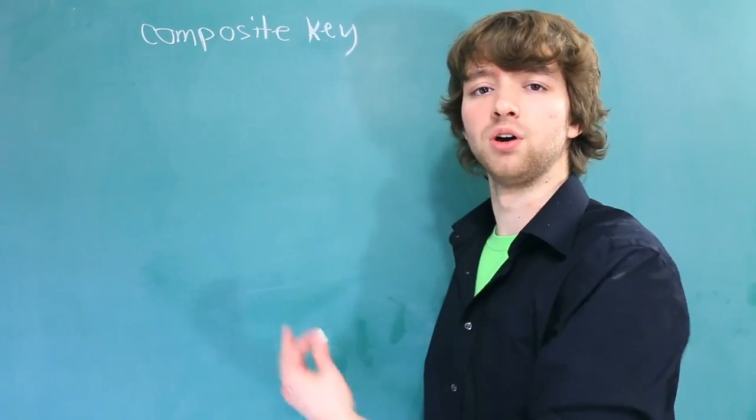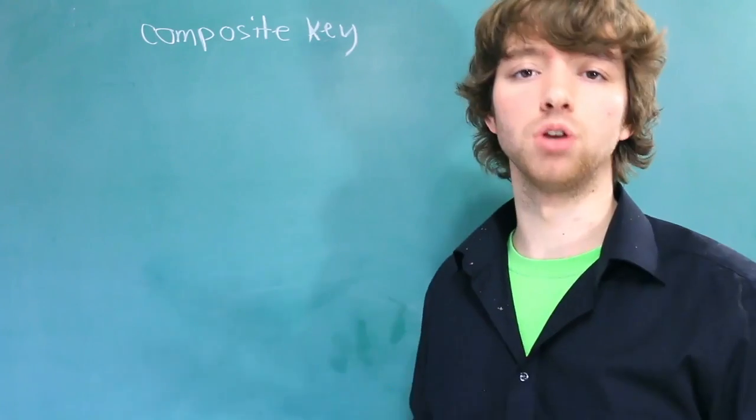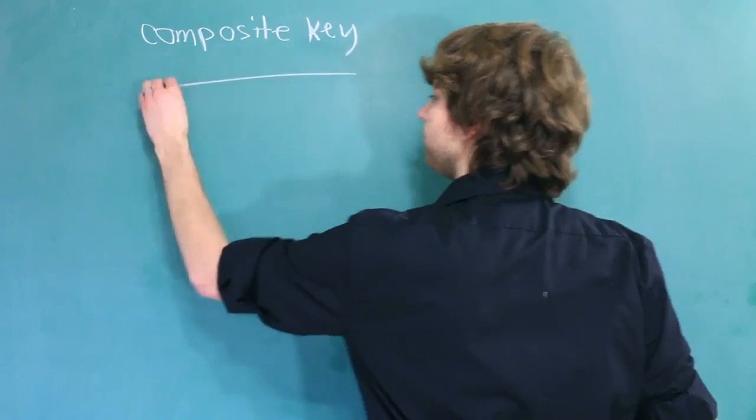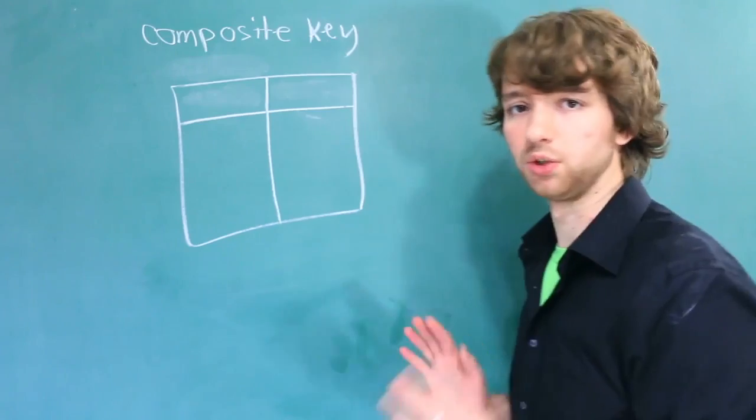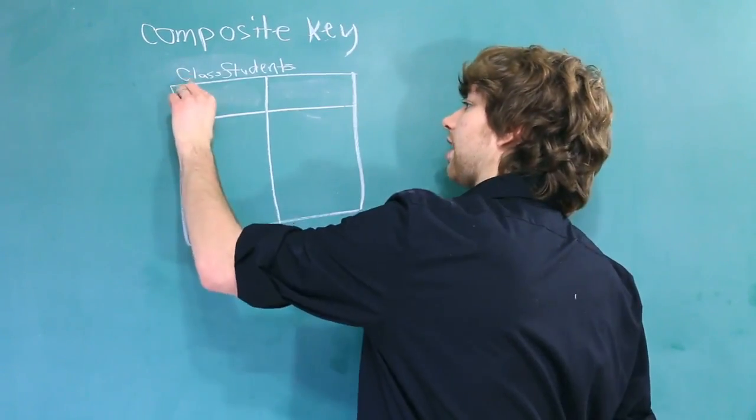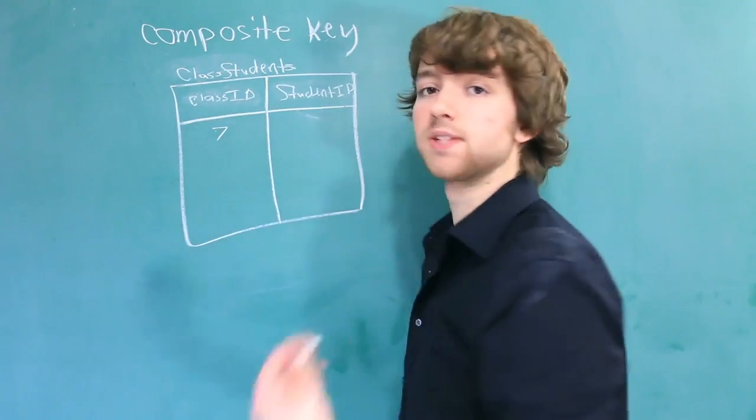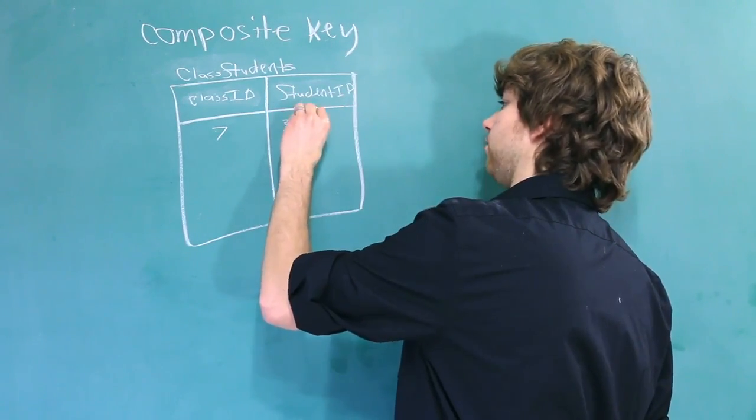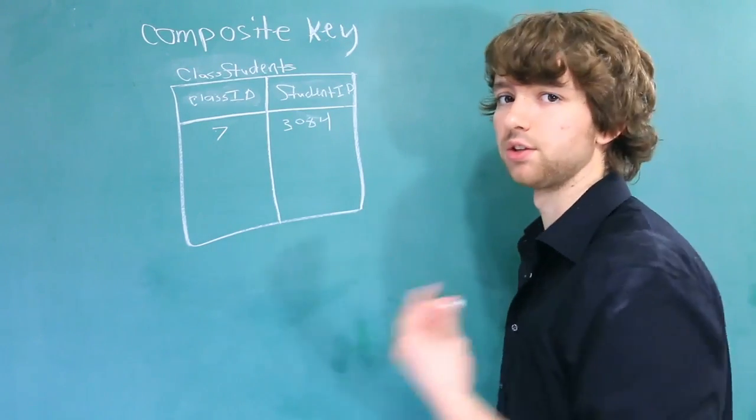When would you want to do this though? You would need to do this if one column is not enough to make an entire row unique. Let's go through a little example that shows this in action. We have a table. We'll go with the bare minimum number of columns just to keep it simple, but you could have much more data in here if you really wanted to. We'll name this class students, and over here we'll have the class ID and the student ID. Now for a specific class, let's say the class with the ID of 7, it has the student with the ID of 3084. Could we use either of these columns to uniquely identify every single row?